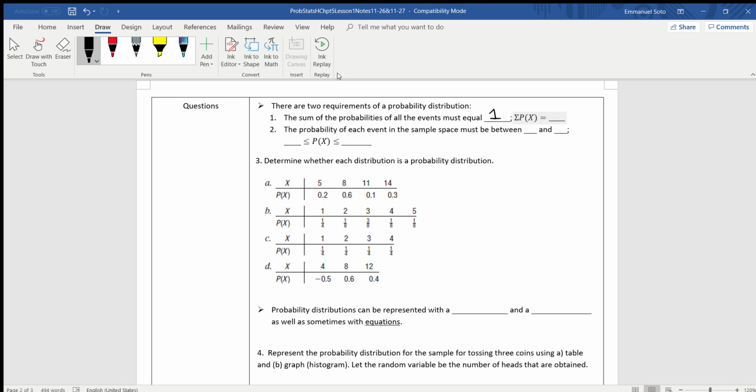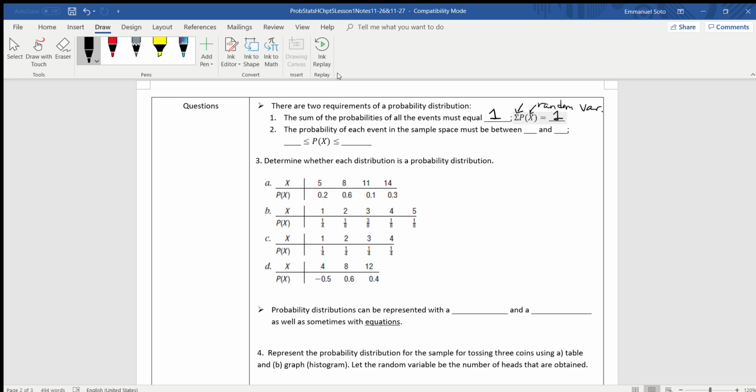All right, remember this little sigma here? That stands for sum, so you're adding up the probabilities. And then this is your random variable. We usually use capital X for that. And this P is probability, so the sum of the probabilities has to be 1.